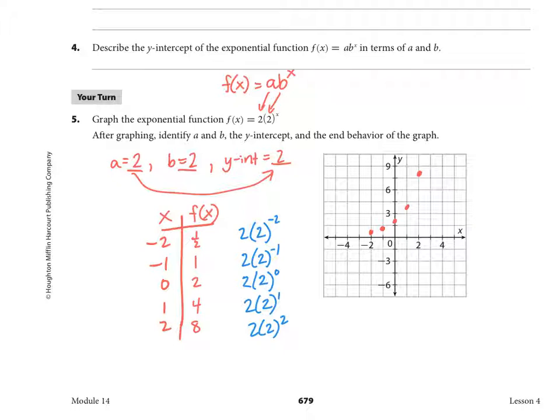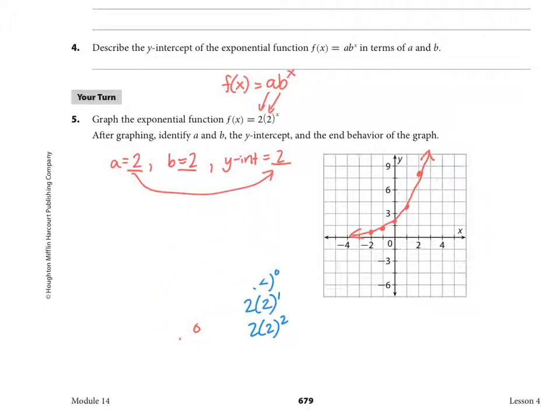And 5 points is a good number for us to get because it's going to give us enough points to know the shape of this thing and the direction of it, or what we call the end behavior. Okay, so let me erase our table of values and now write the end behavior.